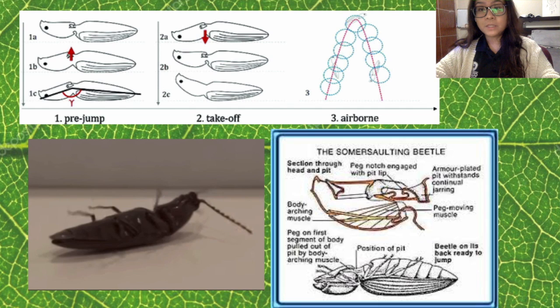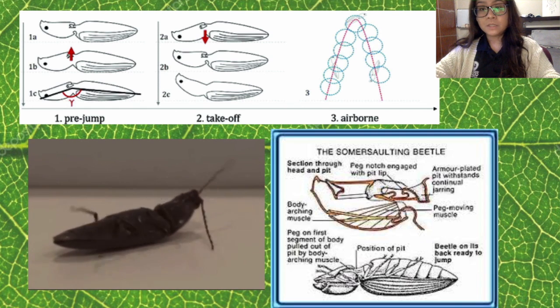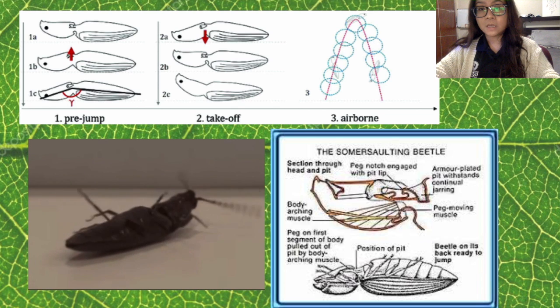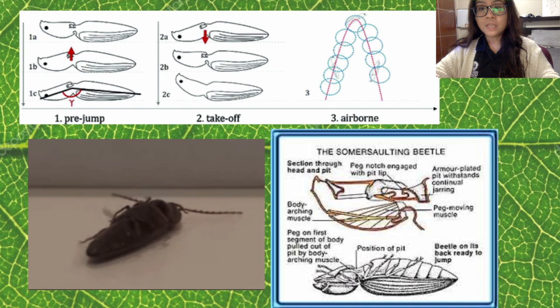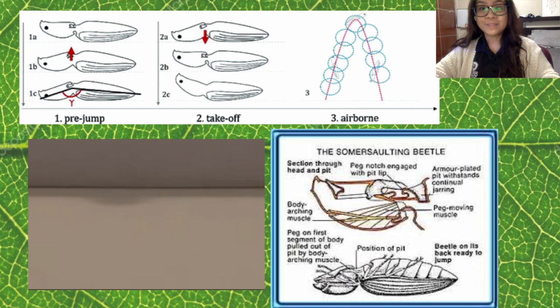And then once the beetle decides to stop contracting, the peg slips past the mesosternal lip back into its resting position, and all the elastic energy that is stored in the muscle is released, and that launches the bug into the air. So here we see that the beetle is trying to get up using its appendages, and when it knows it can't, it starts flexing, building up elastic energy, and then finally snaps.